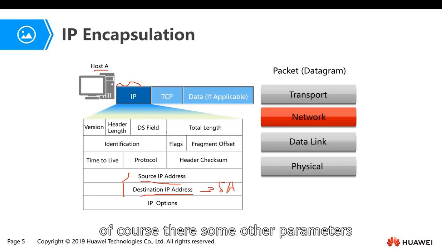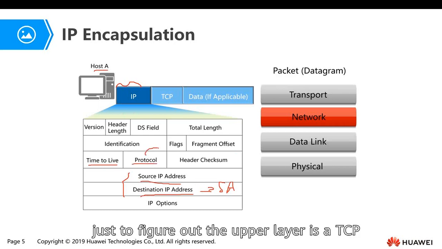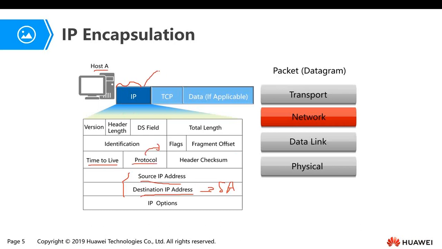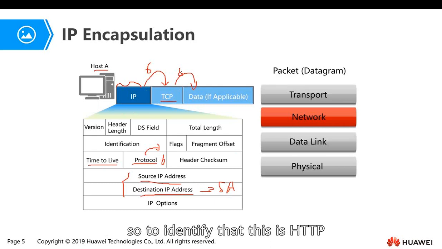Of course, there are some other parameters such as the TTL to avoid loops in the network, and the protocol field to identify the upper layer. It is TCP, so the number should be 6. Of course, in TCP, destination port 80 identifies this as HTTP.